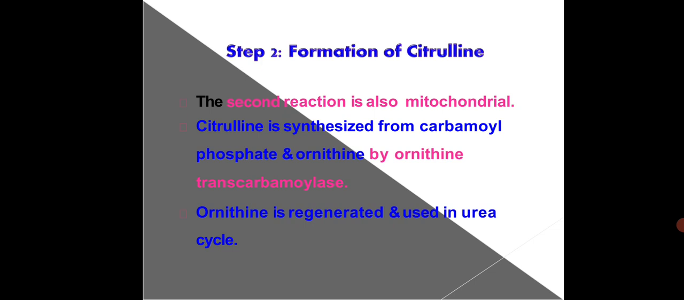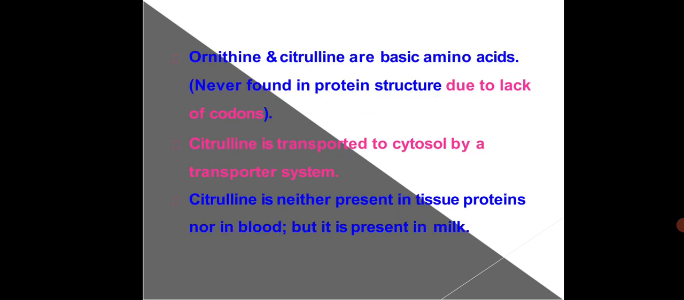The second step is formation of citrulline. The second reaction is also in mitochondria. Citrulline is synthesized from carbamoyl phosphate and ornithine by ornithine transcarbamylase. Ornithine is regenerated and used in the urea cycle. Ornithine and citrulline are basic amino acids. Citrulline is transported to the cytosol, because basically two steps are involved in mitochondria and the rest of the steps are in the cytosol. Citrulline is neither present in tissue protein nor in blood, but it is present in milk.